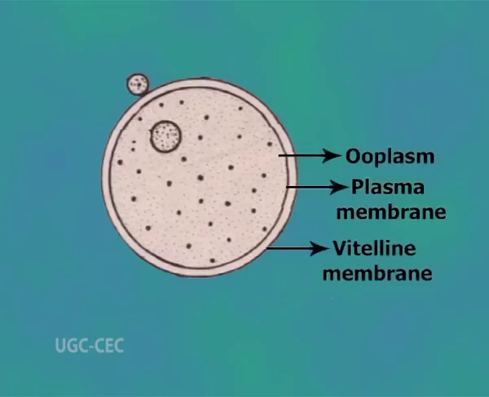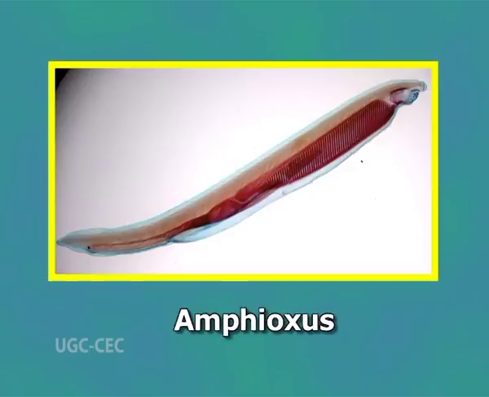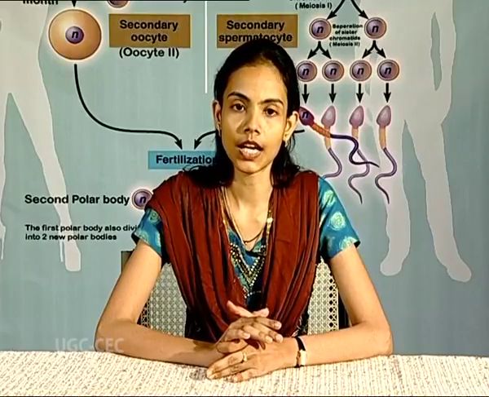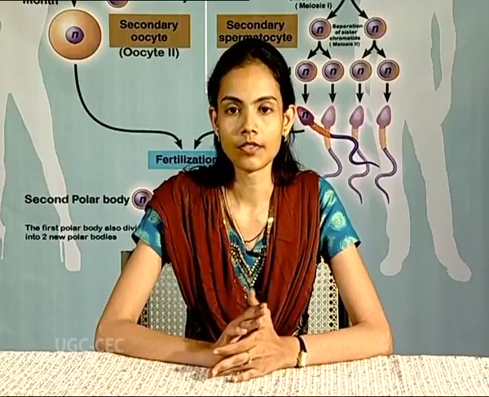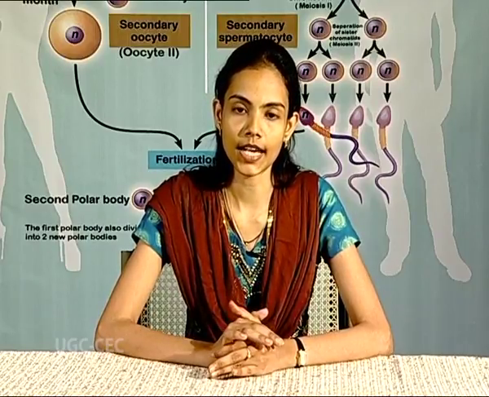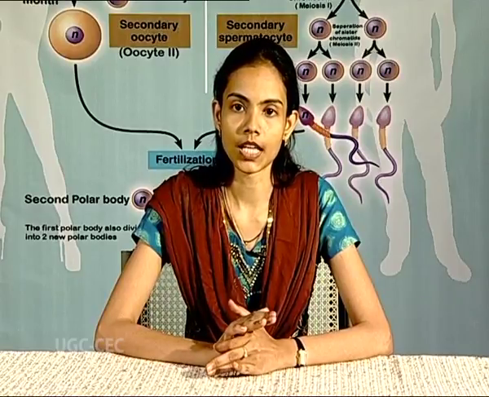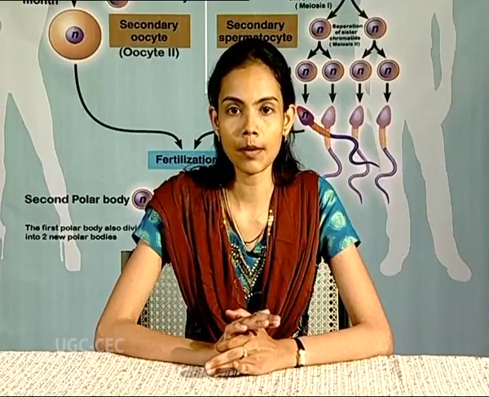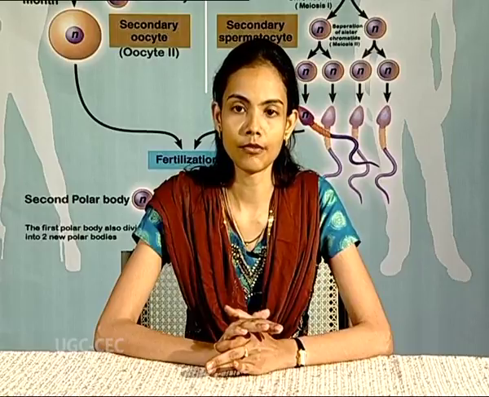Vitelline membrane, found closely attached to the plasma membranes. It is found in the eggs of animals like insects, molluscans, echinoderms, amphioxus, amphibians, and birds. The vitelline membrane is very transparent and thin and is formed of fibrous protein and mucopolysaccharides. After fertilization, this membrane is lifted off and separates out from the egg surface. After fertilization, the vitelline membrane is known as the fertilization membrane. The space between the plasma membrane and the vitelline membrane is known as the perivitelline space, which is filled by perivitelline fluid.